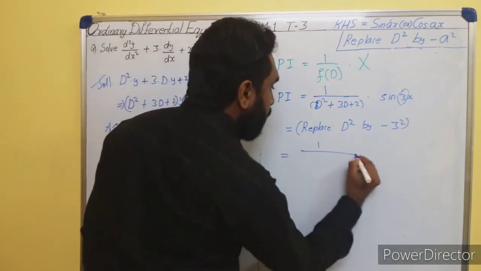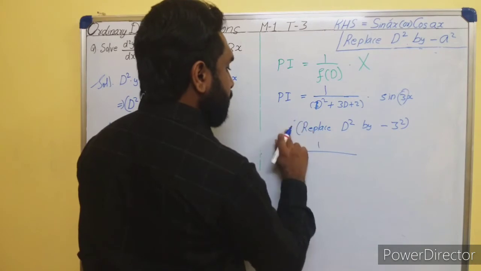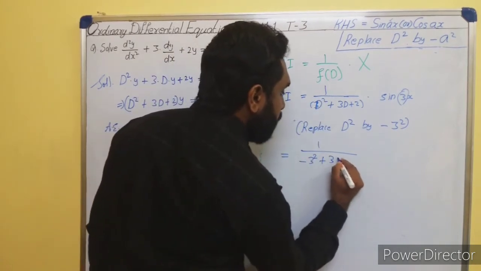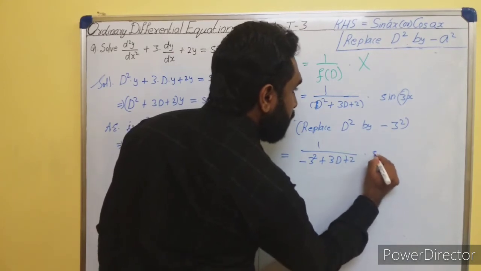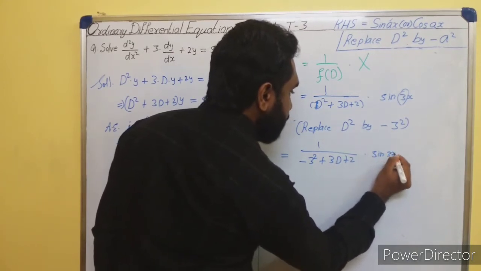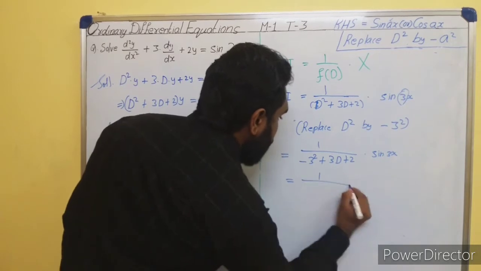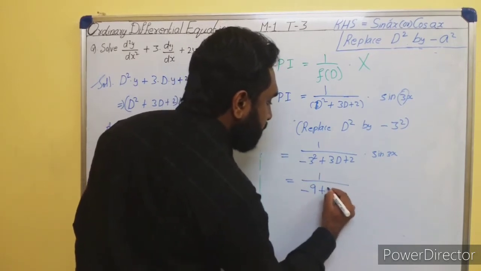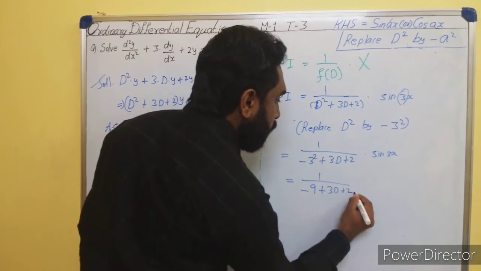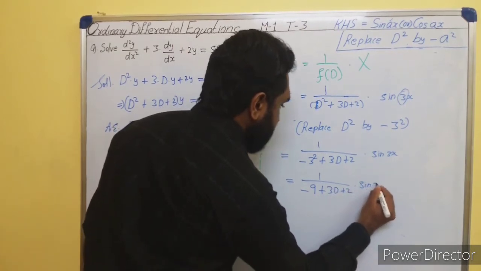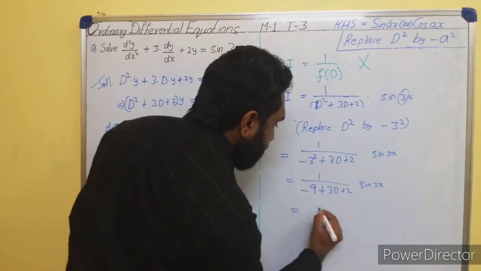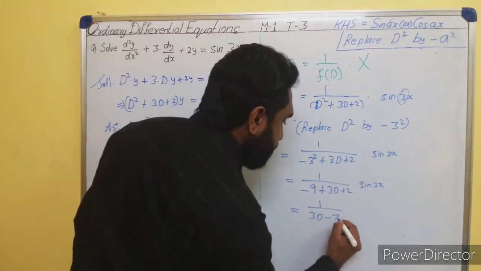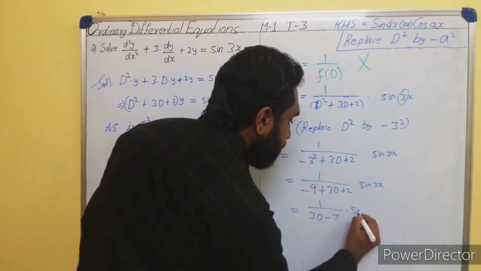1 by D square means minus 3 square, plus 3 into D plus 2, into sin 3x. That is equal to 1 by minus 3 square, means 1 by minus 9, plus 3 into D plus 2, into sin 3x. That is equal to 1 by 3D minus 9 plus 2, minus 7, into sin 3x.